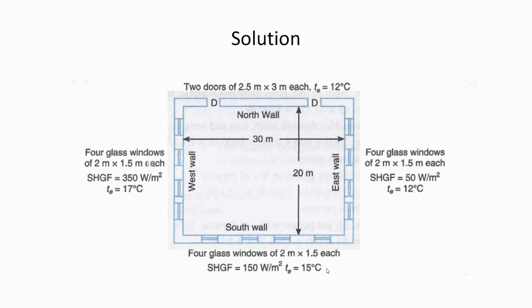And at the south wall, the solar heat gain factor is 150 watt per meter square, and the temperature difference is 15 degrees Celsius. And at the west wall, the dimensions are the same, and the heat gain factor is 350 watt per meter square, and the temperature difference is 17 degrees Celsius. Now this is the schematic of our problem.